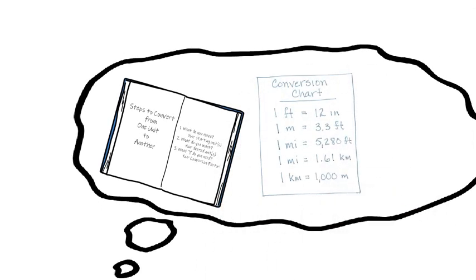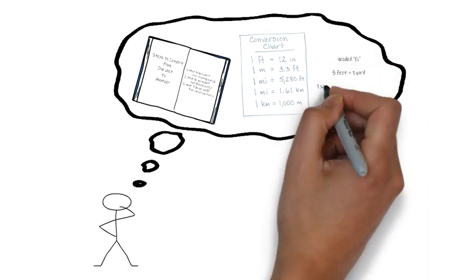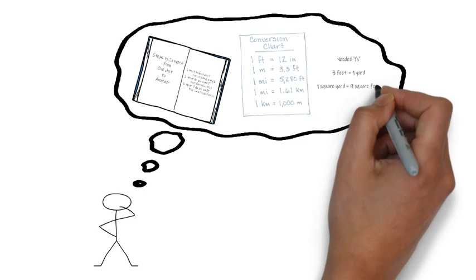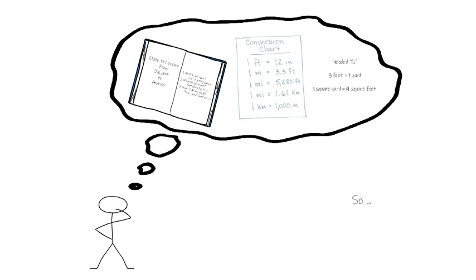Remember, our conversion factors are those ones, like 1 foot is equal to 12 inches. So I'm going to need some ones. I need to know that 3 feet is equal to 1 yard and that 9 square feet is equal to 1 square yard. So let's approach the problem.